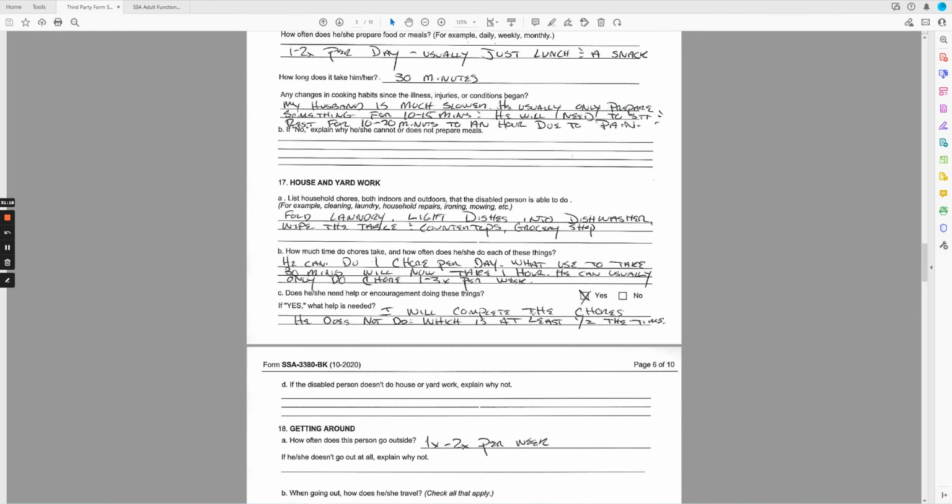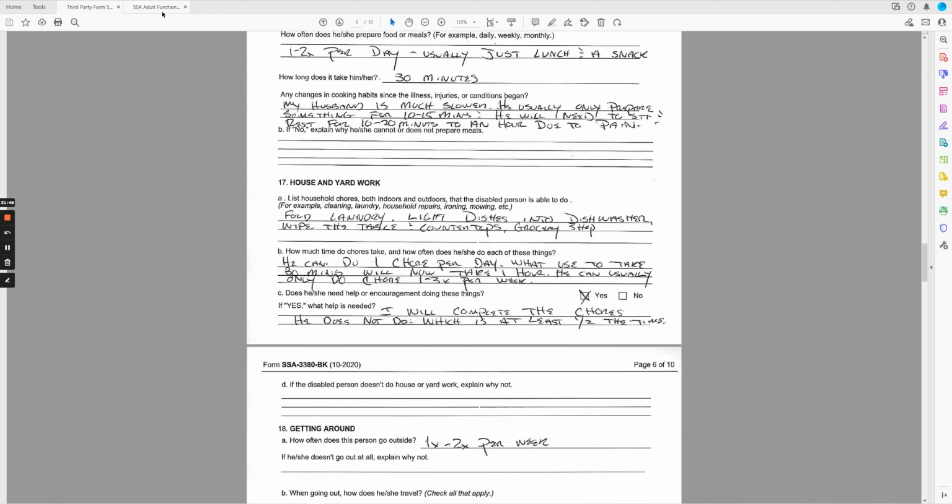Does she or he need help or encouragement doing these things? Yes, because, gosh, if you have to remind him to bathe, then probably need to remind him to do chores. And then here the wife says, I will complete the chores he does not do, which is at least half the chores. So how many chores does he not complete? And again, imagine you only getting half your work done, and it takes you much longer to do on the job. Your employer would fire you.